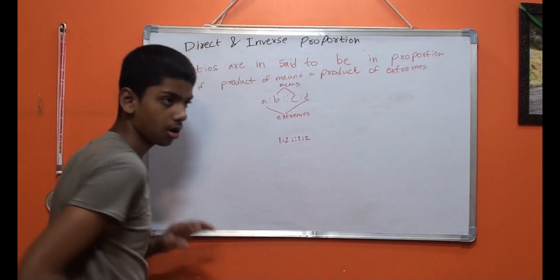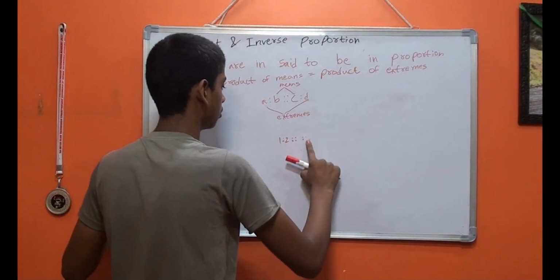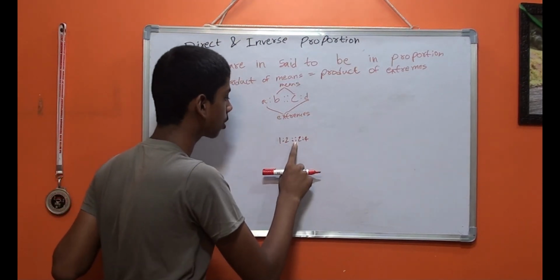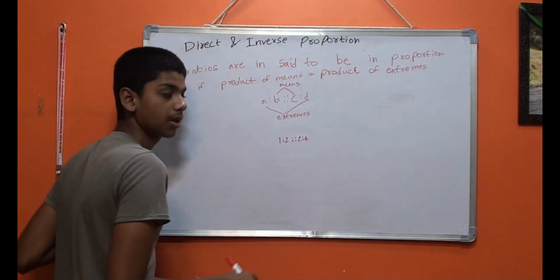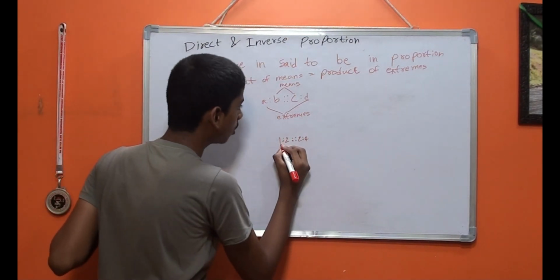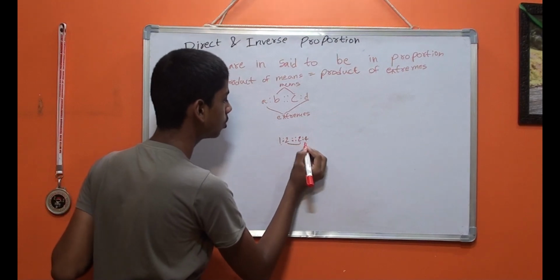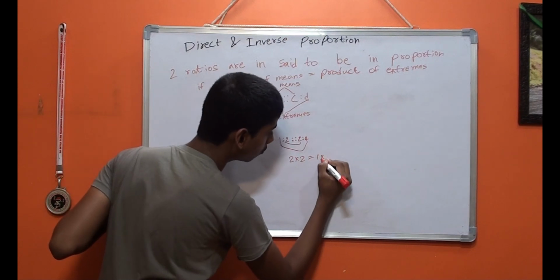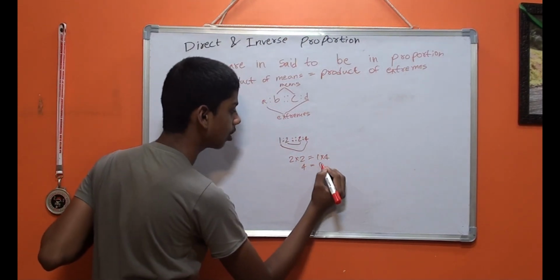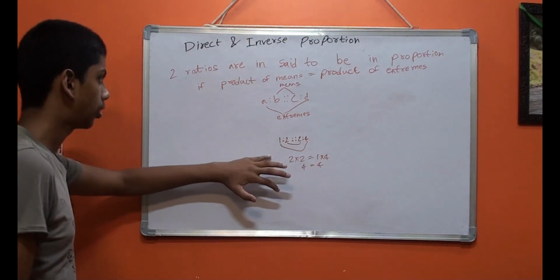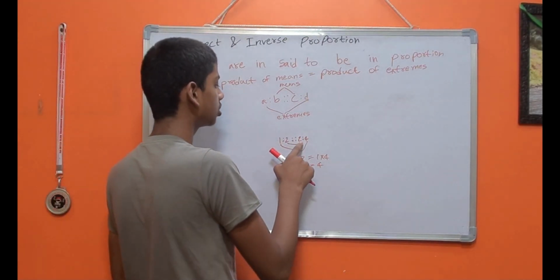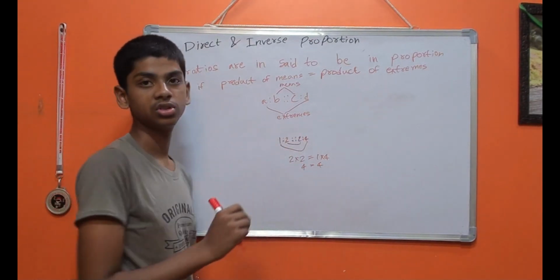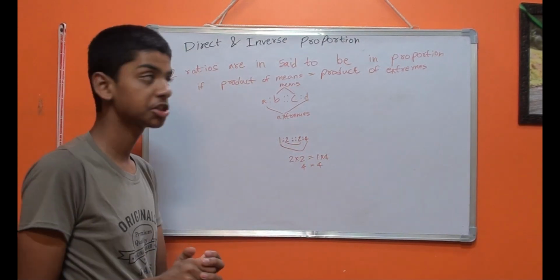For example, let's take 1 is to 2 and 2 is to 4. 1 is to 2 is proportional to 2 is to 4. Here the product of the means, 2 into 2, should equal 1 into 4. On this side we get 4 and on this side we also get 4. Now 4 equals 4, so these two are said to be in proportion. Instead of 2, if there was 3, 1 is to 2 and 3 is to 4, then it won't be in proportion.